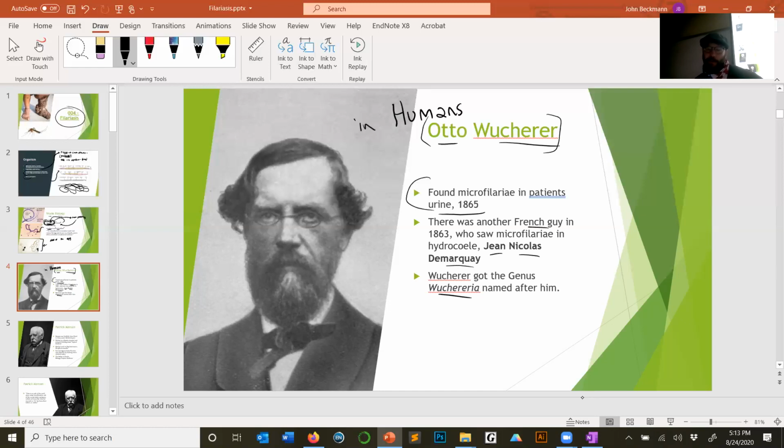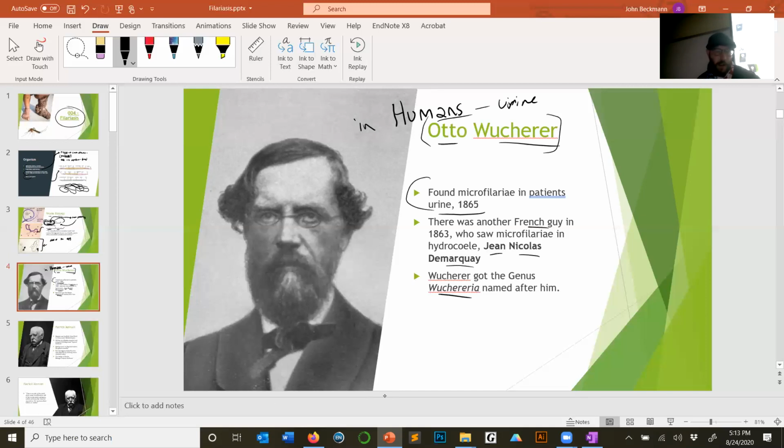Okay, so in this case, what was it again? In the urine. So different people get credit for finding these worms in different parts of the body, and you'll see that becomes a little more important as humans start to figure out the pathology of how this happens.